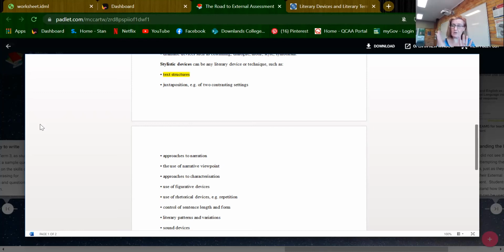So the idea of the ramming together of two contrasting ideas for effect, which is what juxtaposition is, is something we know that we're going to need to be able to talk about quite comfortably in our study of Macbeth. We have approaches to narration.